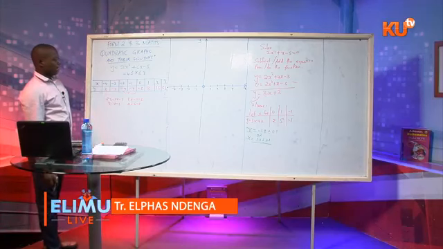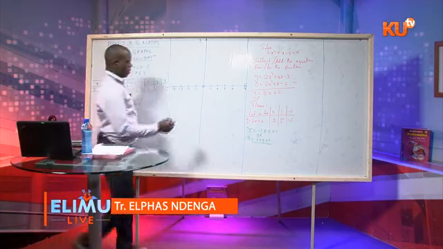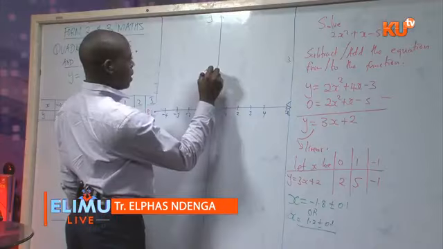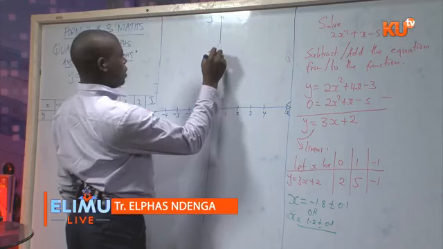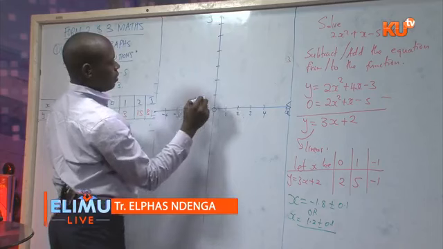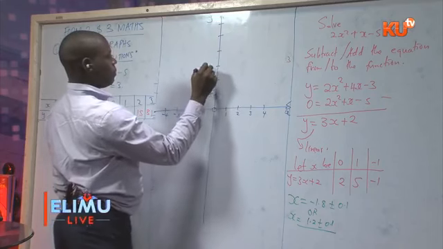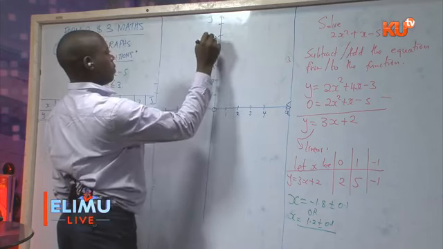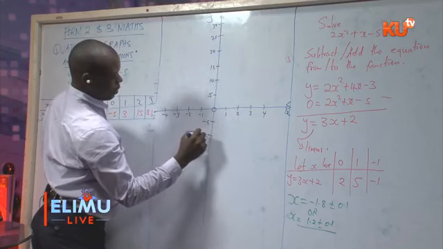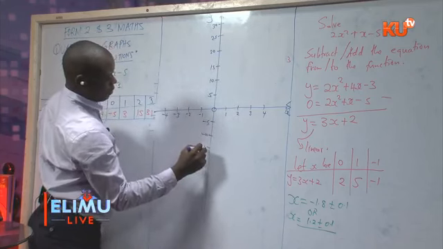The highest value of y in this case is 31. So I will use a scale of 5: 5, 10, 15, 20, 25, 30. Then you have negative 5, negative 10, negative 15.